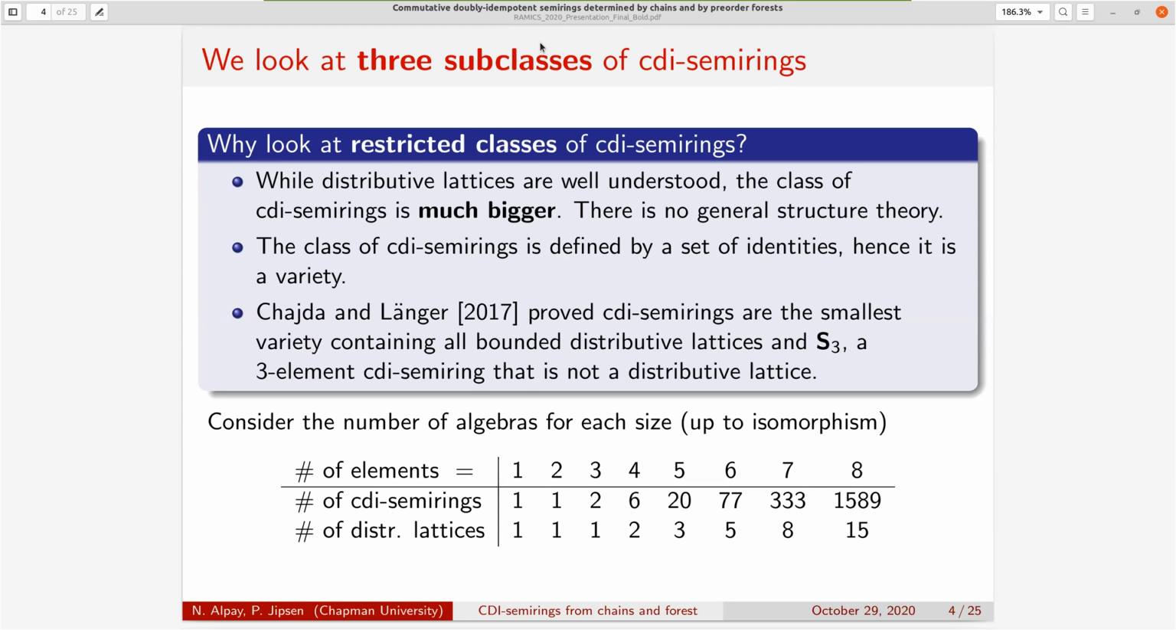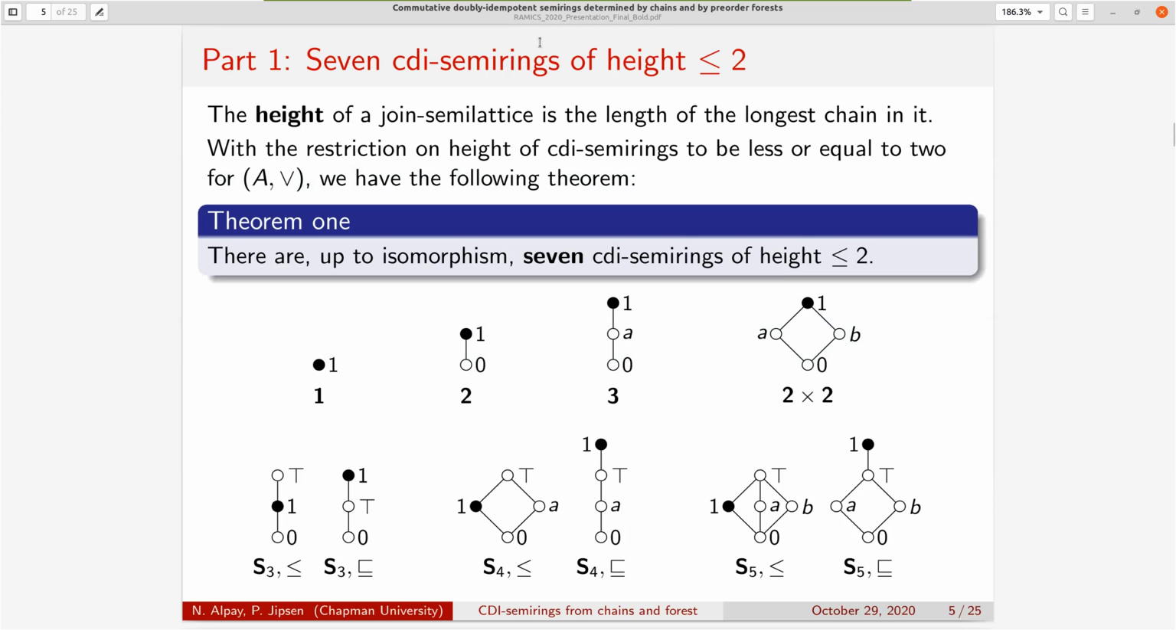And just to show how many more CDI semirings we have compared to distributive lattices, we can see that even at size 8, we have significantly more CDI semirings compared to distributive lattices. So the first restriction would be a restriction of height. The height of a semiring is the longest chain in it. When we restrict the height to be less or equal to 2, we have the following theorem, which states that there are, up to isomorphism, 7 CDI semirings of height less or equal to 2.